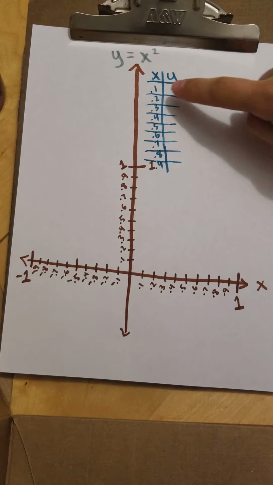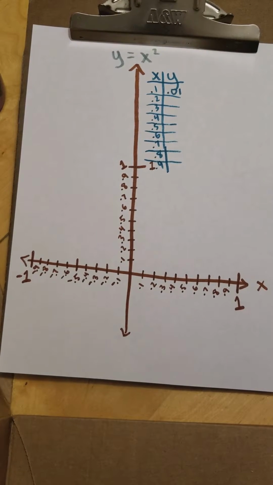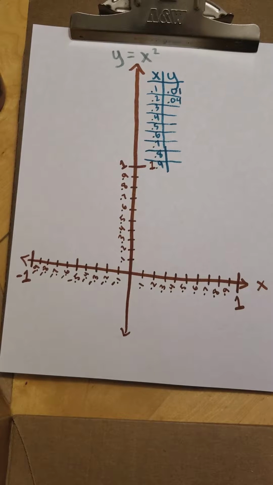First we're going to plug in 0.1 as x. So what's 0.1 squared? 0.1 times 0.1 is 0.01. 0.2 times 0.2 is 0.04. 0.3 times 0.3 is 0.09. 0.4 times 0.4 is 0.16. And so on.